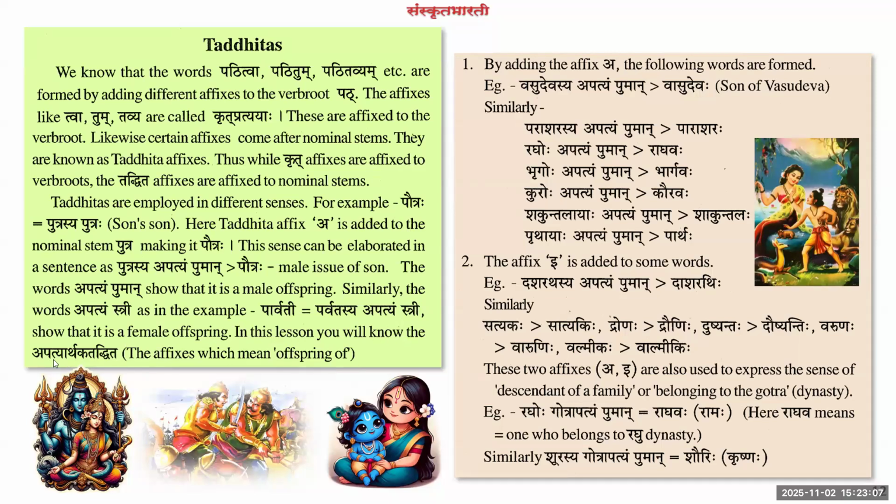In this lesson, you will know the apatyarthaka tadditas, the affixes which mean offspring of. So here the focus is on the apatyarthaka taddita, on those which are in the lineage, as a son or as a daughter, or as a gotrapatya, like a progeny, to use the English word, which is gender neutral, progeny of a certain lineage. See how close Sanskrit is to some of the European terms. Jeni, Janma.